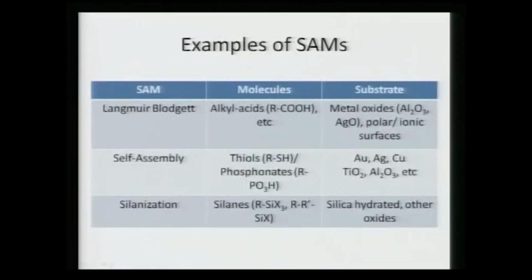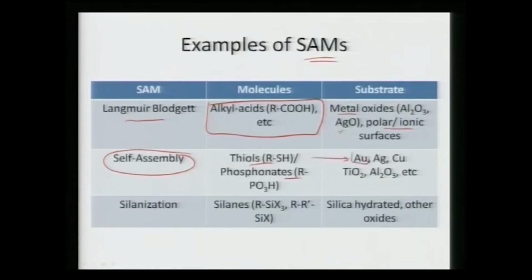So, we can see examples of self-assembled monolayers. We have Langmuir-Blodgett, which generally is very prominent on alkyl acids such as RCOOH. It is predominant on metal oxides, Al2O3, AgO, or polar or ionic surfaces. Whereas thiol self-assembly is dictated by thiols or phosphonates. It has a very high affinity for noble materials such as gold, silver, copper, and so on.